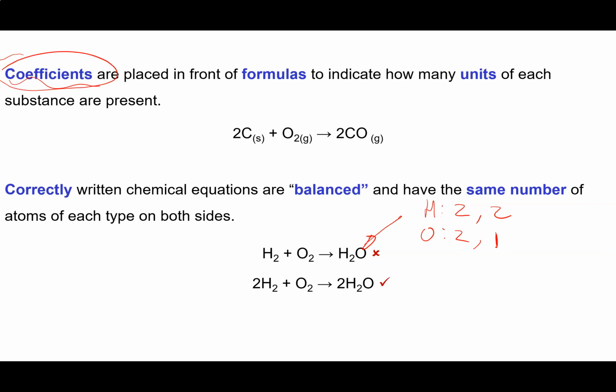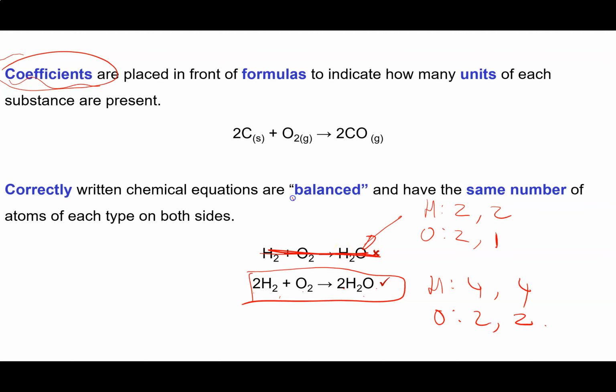So this chemical equation here is balanced because on the left we have 2 times 2, 4 hydrogen atoms. On the right we have 4 hydrogen atoms. On the left we have 2 oxygen atoms, and on the right we also have 2 oxygen atoms. So this guy is good. This guy, no good, not balanced.